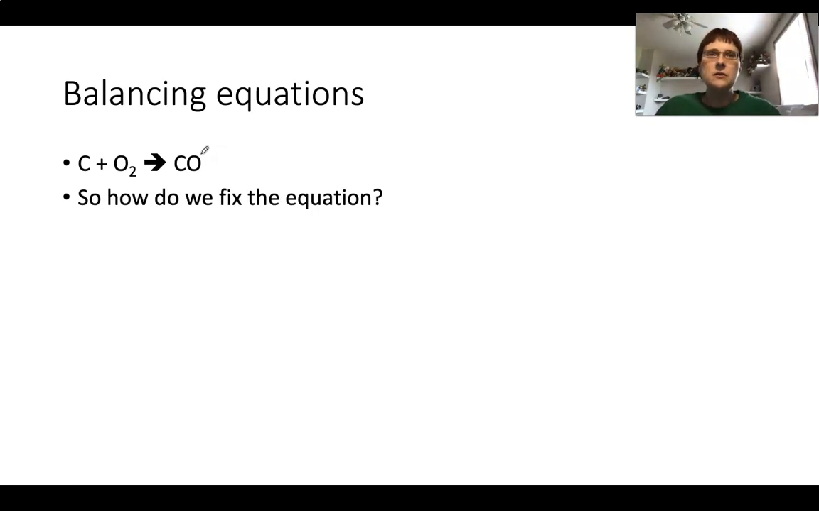How are we going to fix the equation? A lot of people just want to either cross this out or put a 2 over here. And the problem is that we can't do that. We can't alter the subscripts.